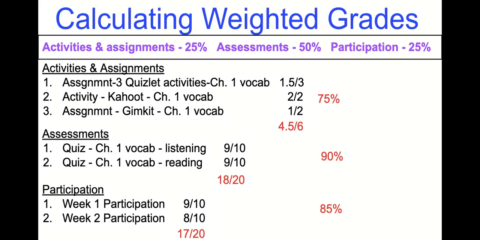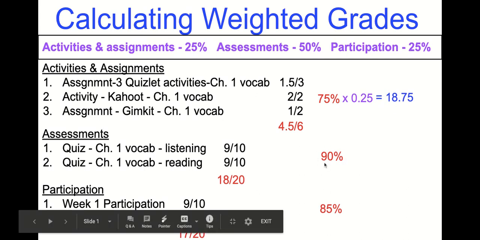We see that assessments are the strongest. Participation, he's doing pretty well as well, but he really needs to pick it up on activities and assignments. To continue calculating Jacques' overall grade, we have to take his average in that category multiplied by the weight for the category. So we'll take this 75% and multiply it by 0.25, and what we get is 18.75.